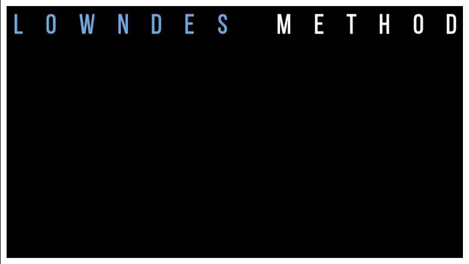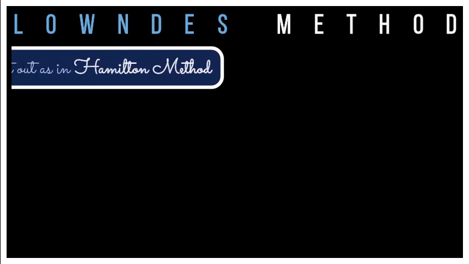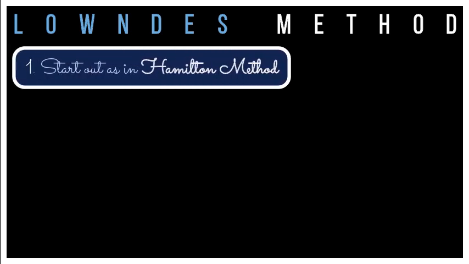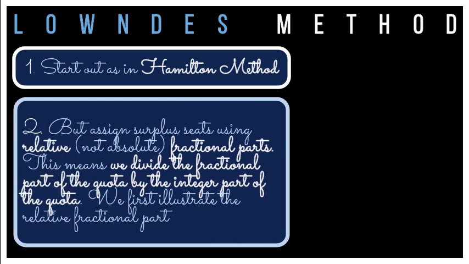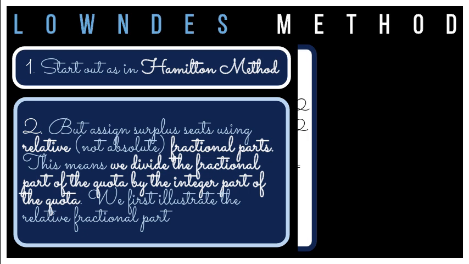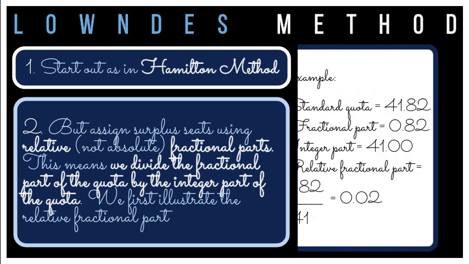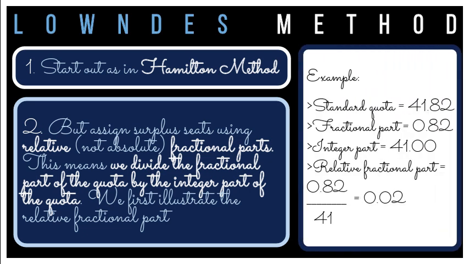Now this time, let's try using the Lowndes method. First, we start out as in Hamilton's method, but assign surplus seats using relative instead of absolute fractional parts. This means we divide the fractional part of the quota by the integer part of the quota. We first illustrate the relative fractional part. So we obtain the relative fractional part by obtaining the fractional part divided by the integer part.